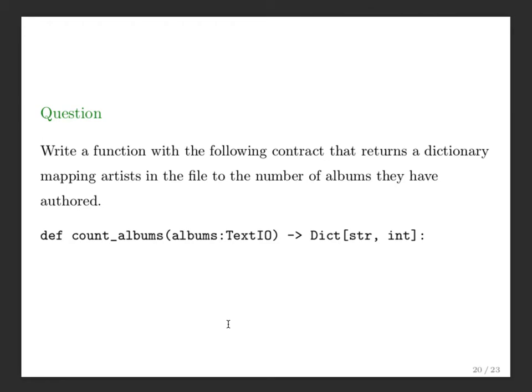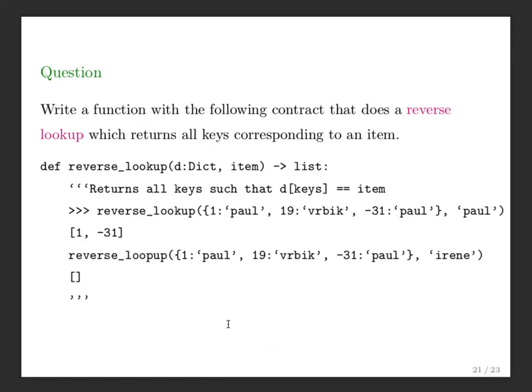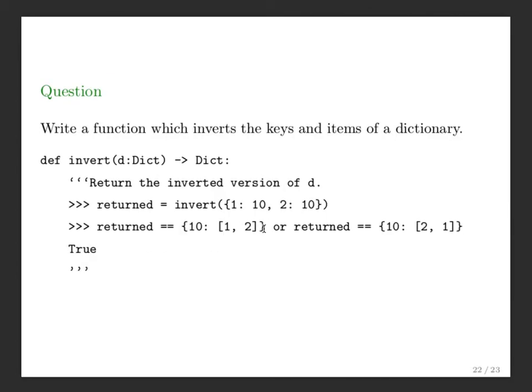Option 3: write a function that converts a file into a dictionary. Option 4: write a function that does a reverse lookup. So I want to find the key that is associated to a value, or keys, actually, that are associated with a value. Because 1 can go to Paul, 19 can go to Verbic, and minus 31 can go to Paul. So a reverse lookup of Paul should return minus 31 and 1. And invert: I want to create a new dictionary with the keys and values inverted. Which is a little bit harder, right? Because this is not one-to-one. You may have multiple keys going to the same values. You're going to have to figure that one out.